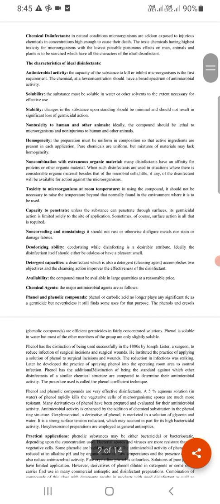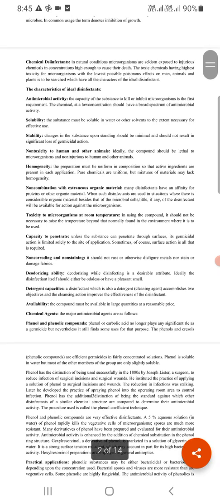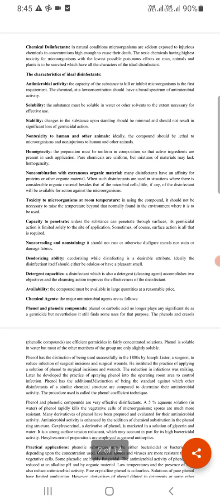Non-toxic to humans and other animals is the most important and most ideal aspect of a disinfectant. It must be lethal to microorganisms and non-injurious to human beings. It should kill microorganisms but should not harm human beings or other animals. It should be homogeneous in preparation.